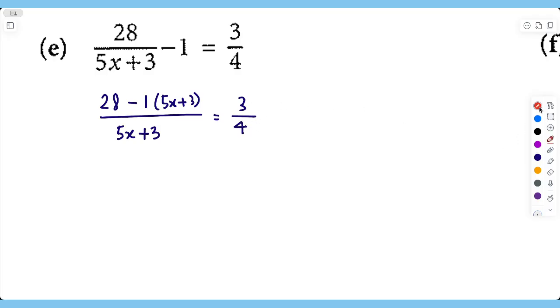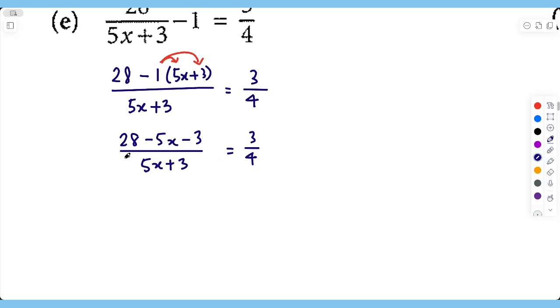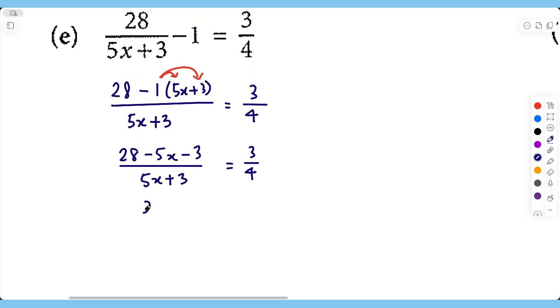Now we need to expand out this bracket. 28 minus 1 times 5x will be negative 5x. Negative 1 times positive 3 will be negative 3. Over 5x plus 3 equals to 3 over 4. 28 minus 3 is 25. 25 minus 5x over 5x plus 3 is equals to 3 over 4.